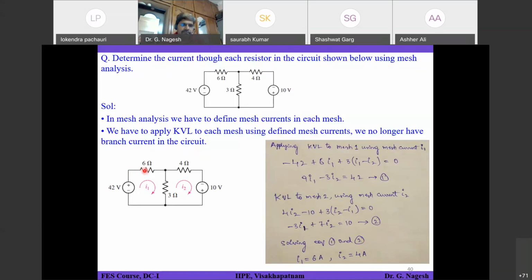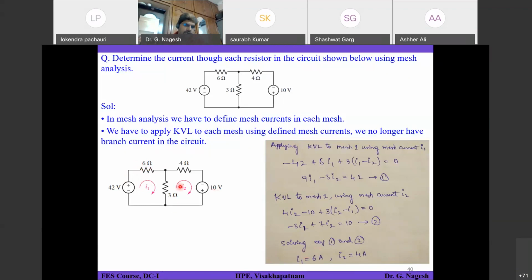Current flowing from left to right through the 6 ohms resistor. What is that? 6 amperes. Why? Because this mesh current is the current flowing in this direction, and there is no opposing current flowing in this 6 ohms resistor. So I1 will be equal to the current flowing through the 6 ohms, that will be 6 amperes.